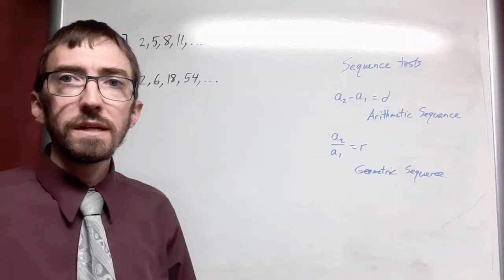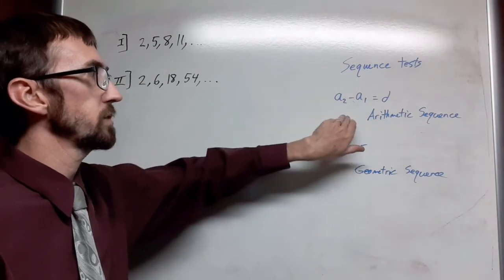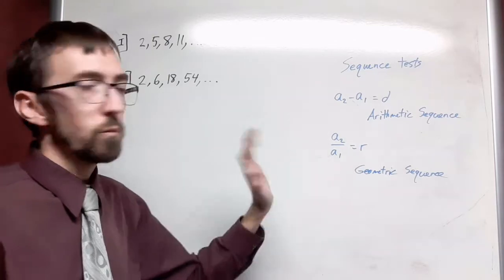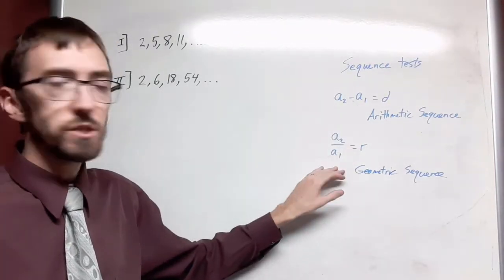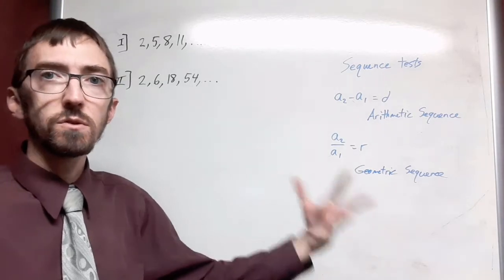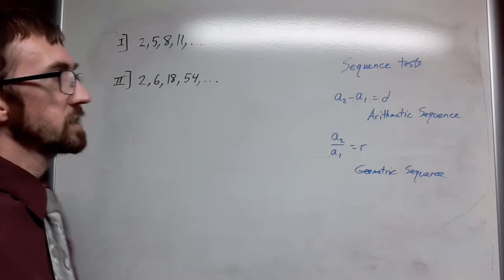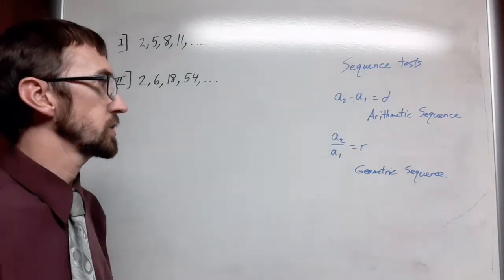All right, we are going to look at sequences and using the sequence test to determine if they're arithmetic or geometric. So we're going to have one of three options. The sequence is going to be arithmetic, it's going to be geometric, or it's going to be neither. And so it could be some other sequence. So I have two sequences here, and we're going to use these tests and determine arithmetic or geometric.